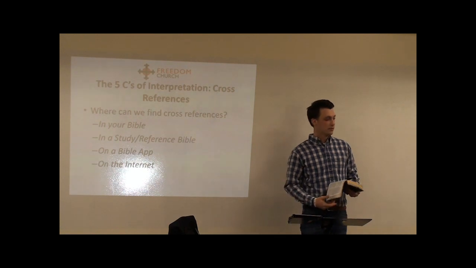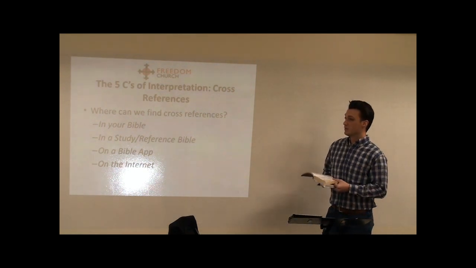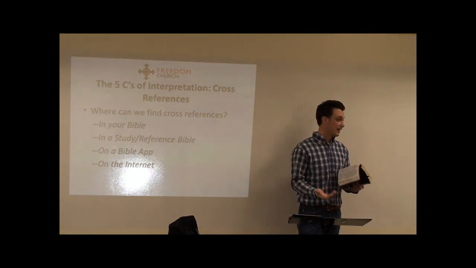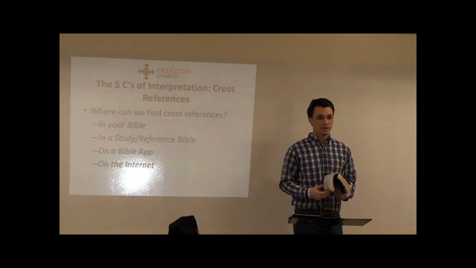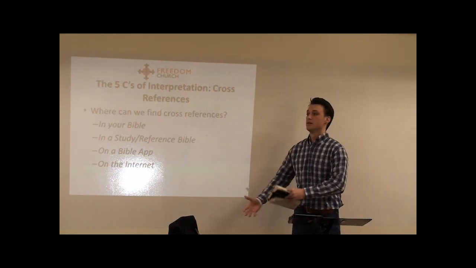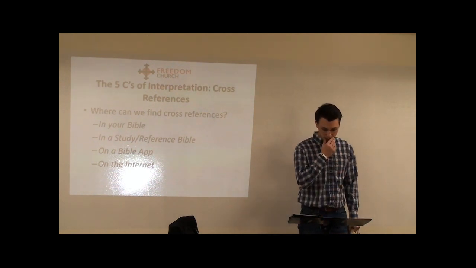Okay, so we've done the cross references. So obviously, if we're reading this passage and we've done the cross references, we see that Deuteronomy chapters 6 through 9 are pretty important. There's a direct correlation that Jesus is trying to make from Deuteronomy to this time in Matthew when he's being tempted.